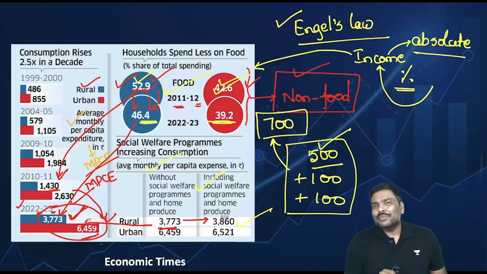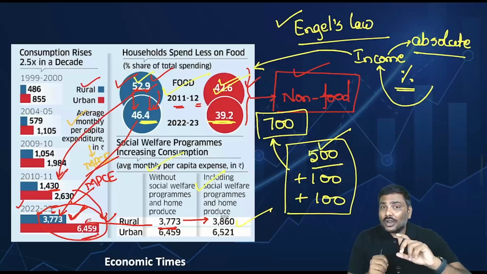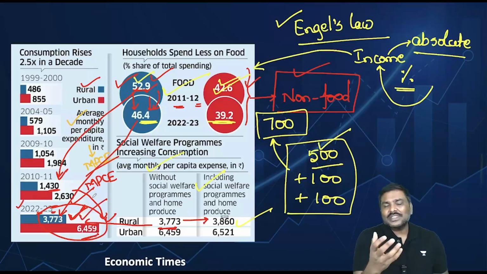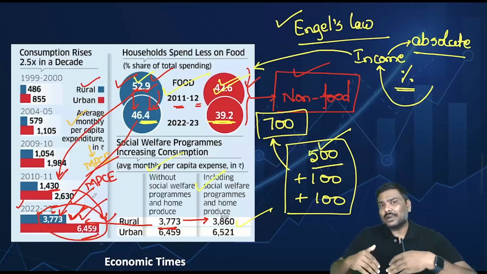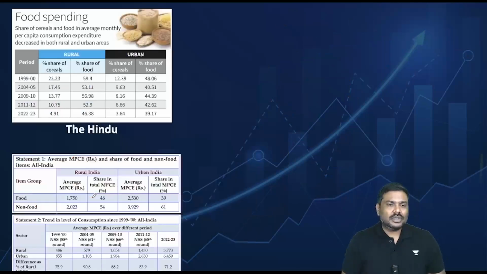And point number two, when you come across in the newspaper, it is 3,773 rupees. Is it at current market prices or is it at the base year prices? Please make a note of this. This is at current market prices. The 3773 for rural India and 6459 for urban India is at current market prices, not at base year prices. So please remember this very carefully. This is another very important observation.